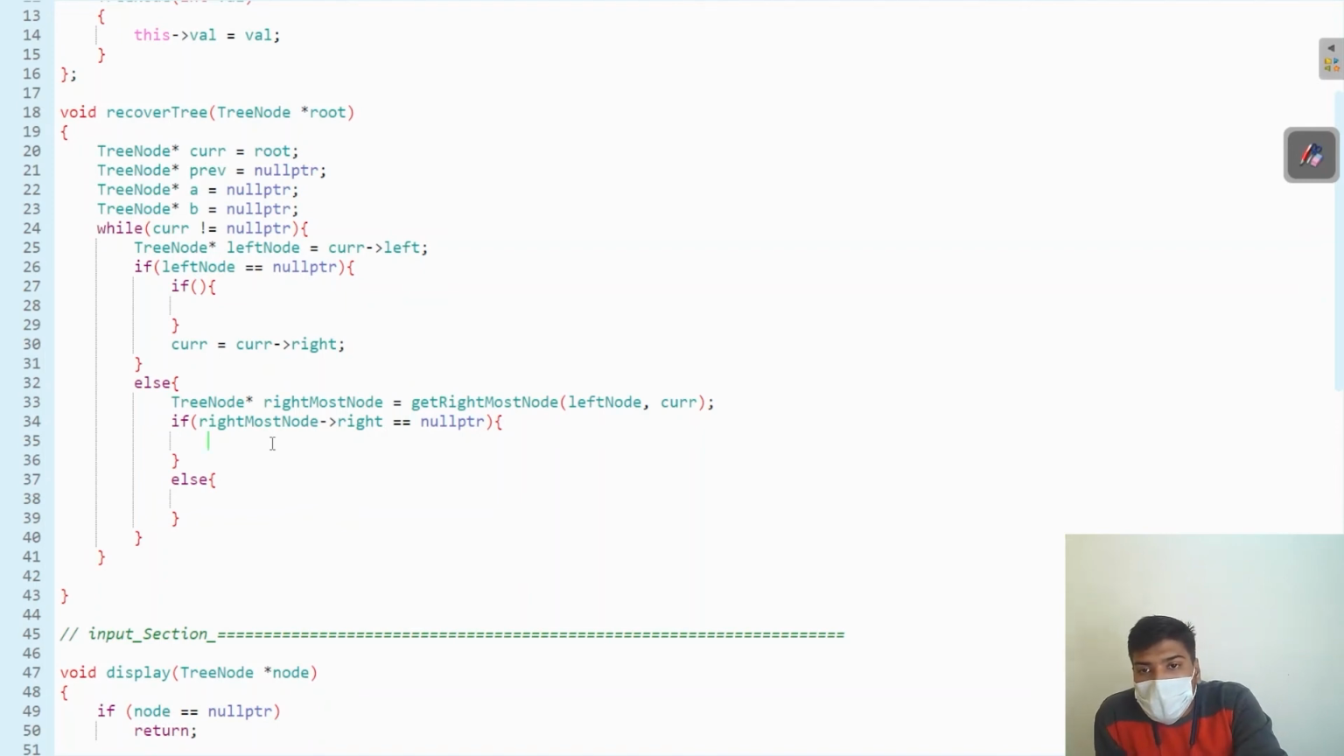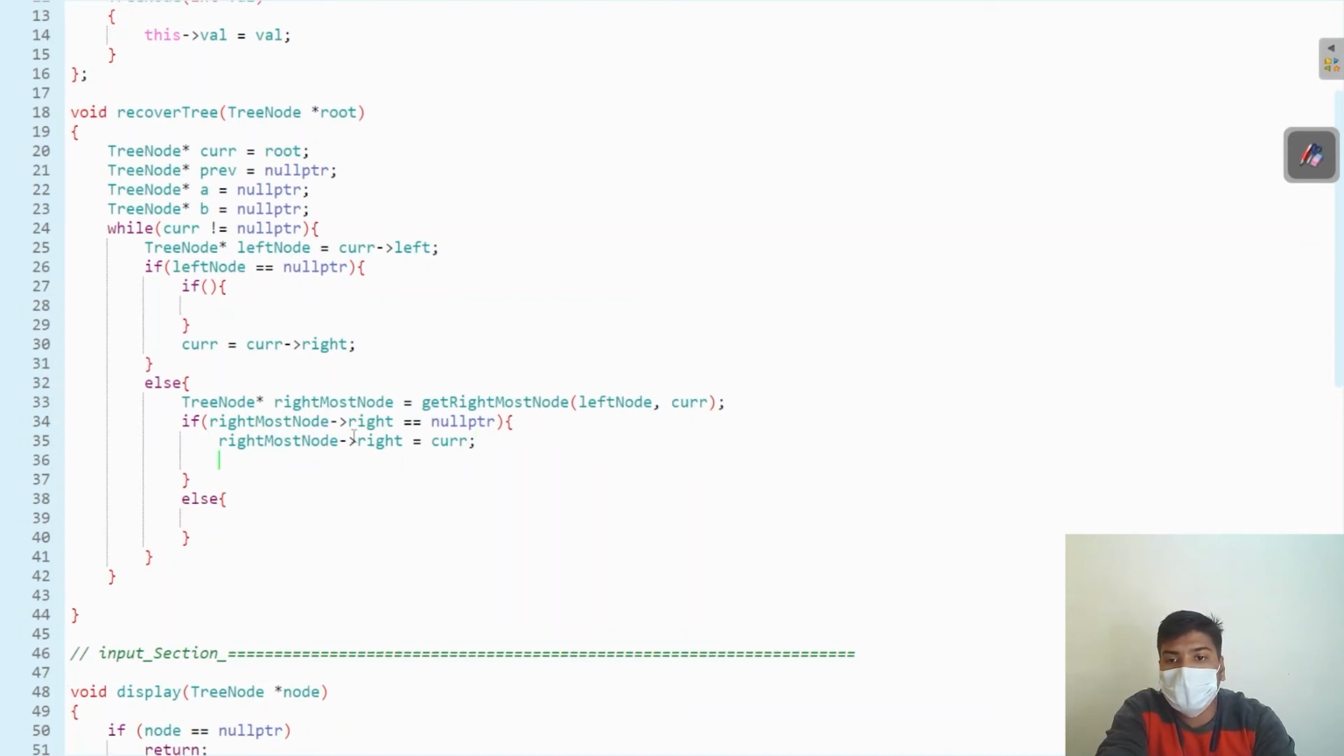So I need to make the connection here. Let us make the connection: rightmost node dot right will be equal to current. And the second thing that I need to do here is current will move to current dot left.